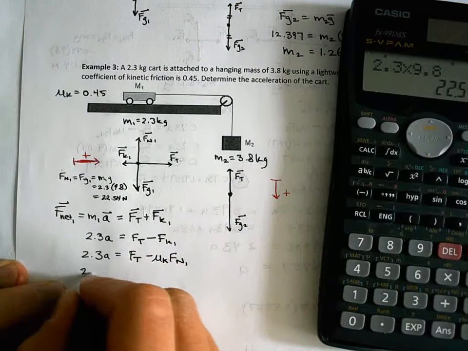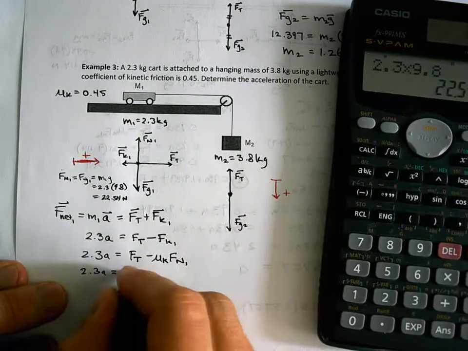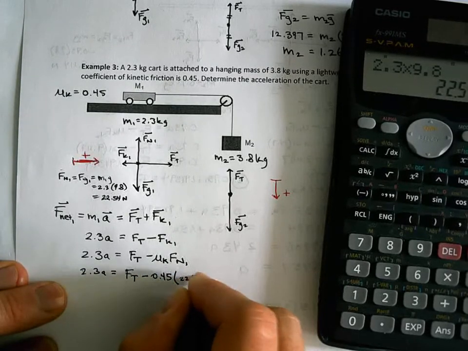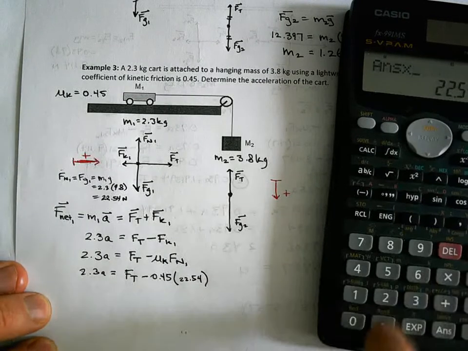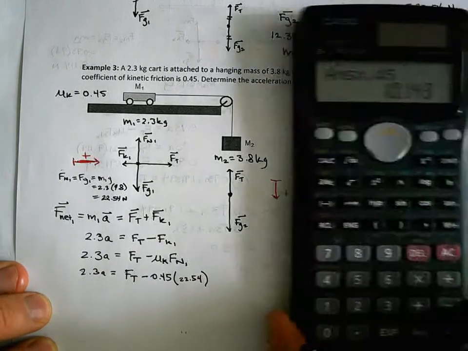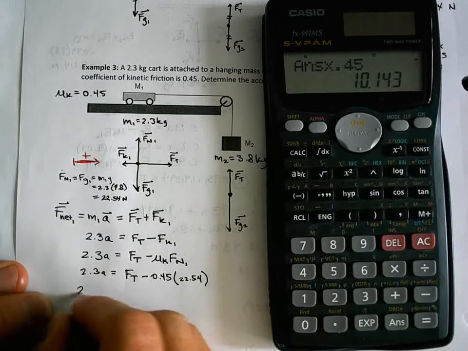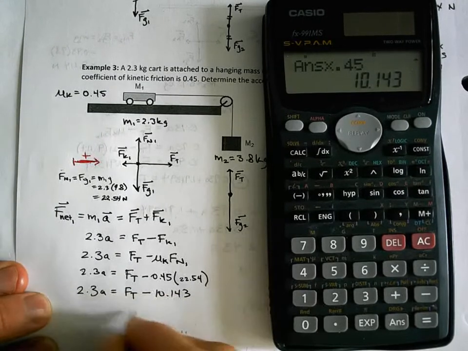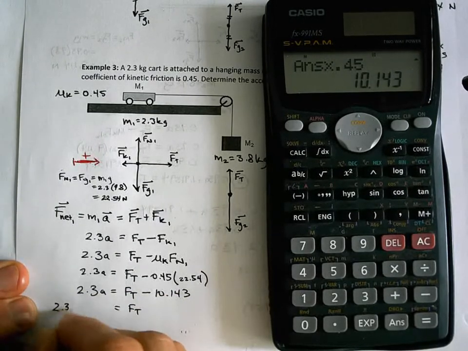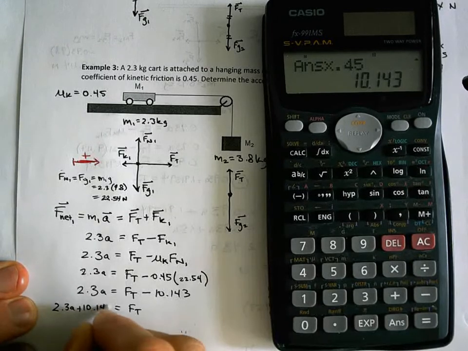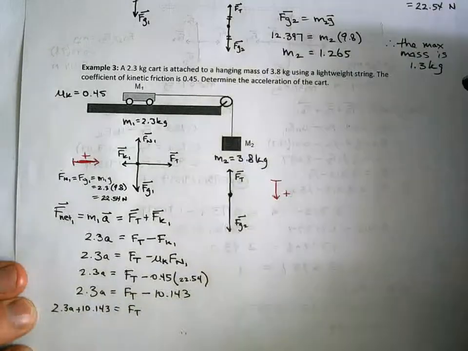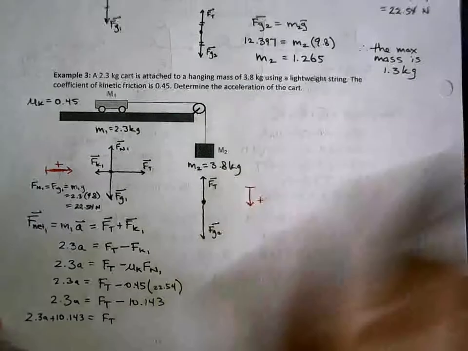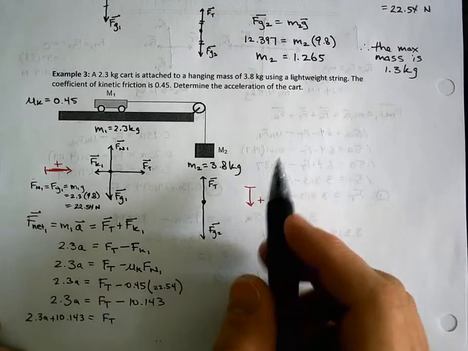So we end up with 2.3a equals Ft minus 0.45 times 22.54. Okay, so I get 2.3a is equal to Ft minus 10.143. I get Ft is equal to 2.3a plus 10.143. Okay, that's my first equation for my mass here. Now I'm going to make a similar equation for this second mass.